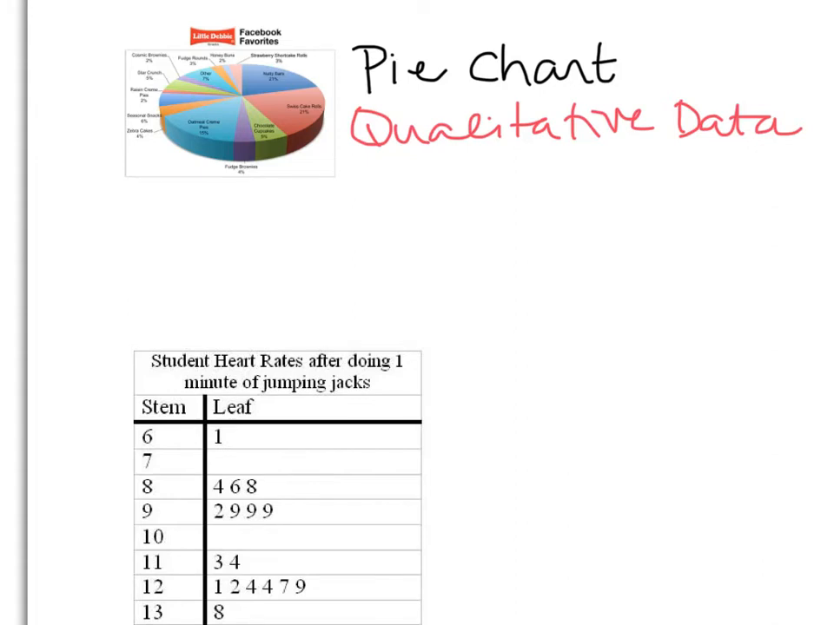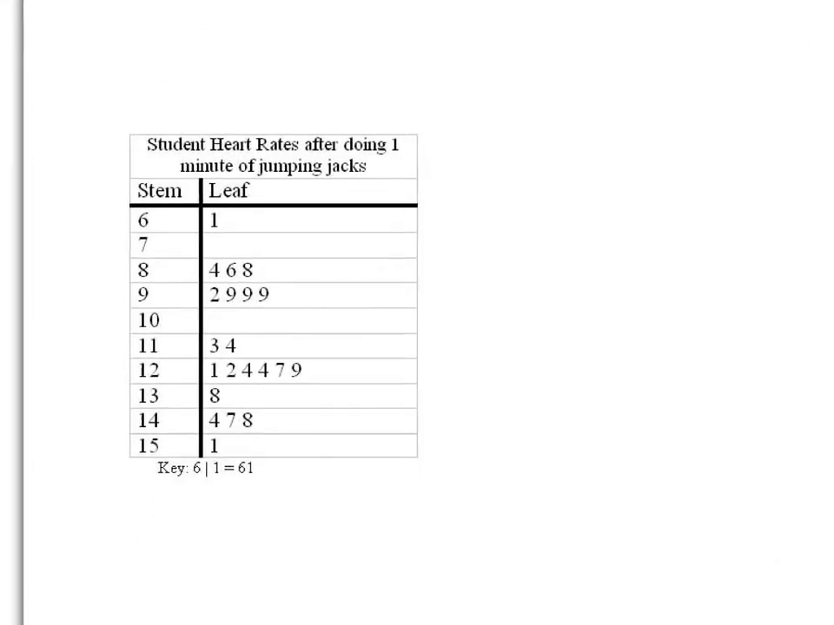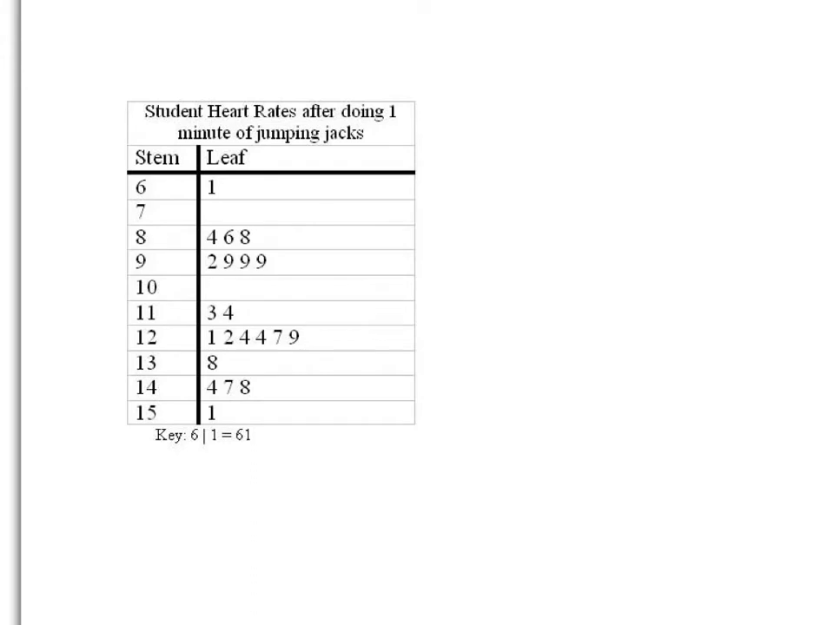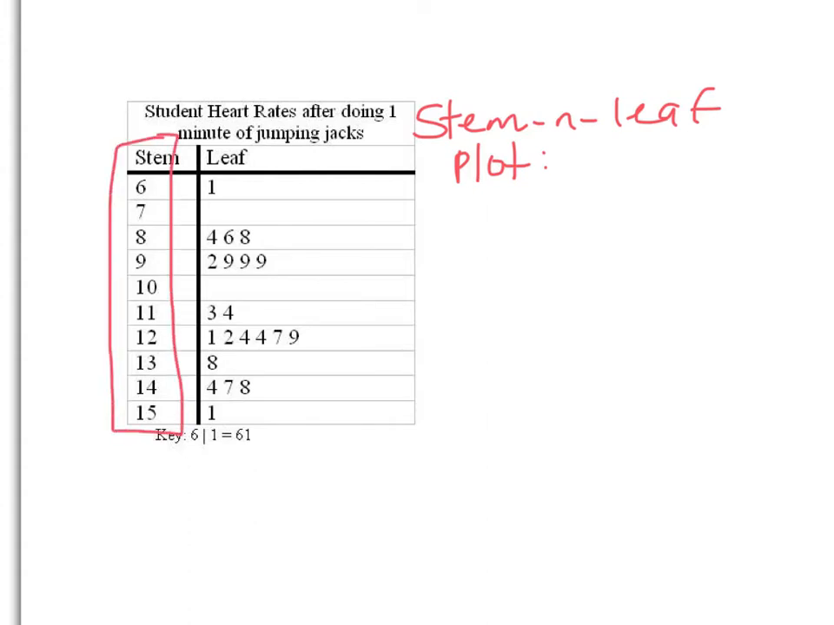Okay, and the next one we have right here, you may or may not have seen some of these in the past. This is called a stem and leaf plot. Pretty much for a stem and leaf plot, what you need to be able to do is take one and understand what the data is coming from it. So this one is student heart rates after doing 1 minute of jumping jacks. First you see what we have right here. These are our stems, that's the beginning of the number. And then the leaf is like the last digit. So these are heart rates.